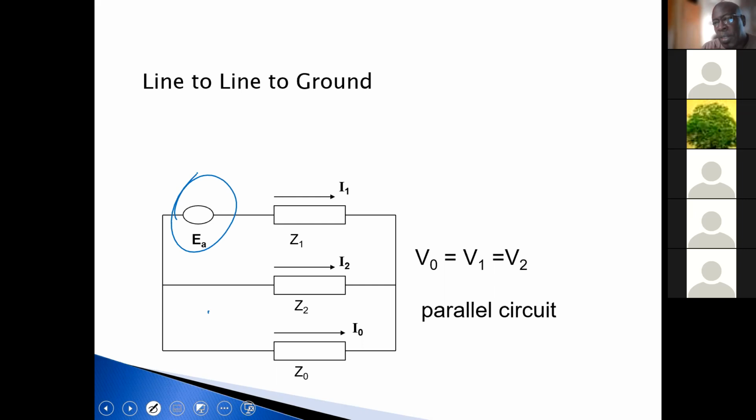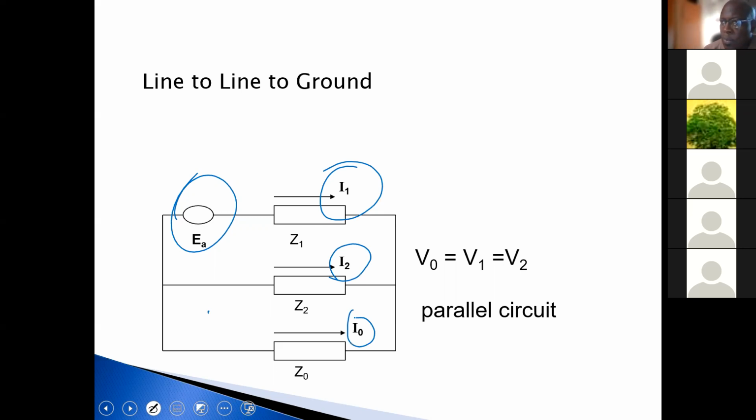The next thing you need to take careful note of is the currents. Remember when we were showing the equivalent circuits, we showed that the currents were all heading out. The currents in this instance are also going outward. So this is I1. What does that mean with respect to I2 and I0?